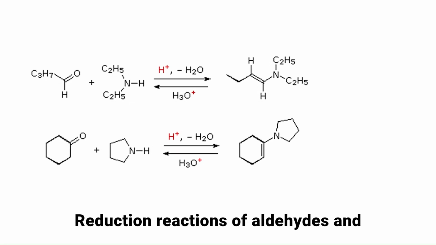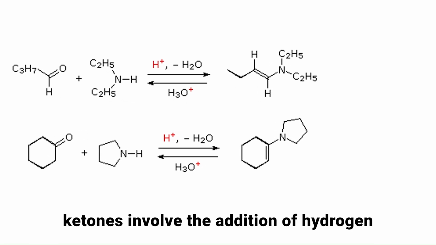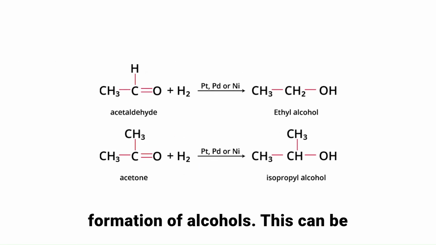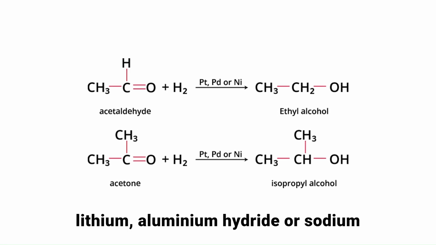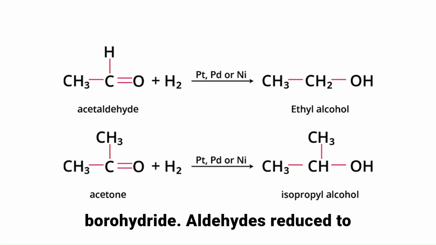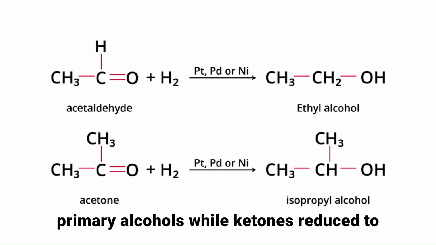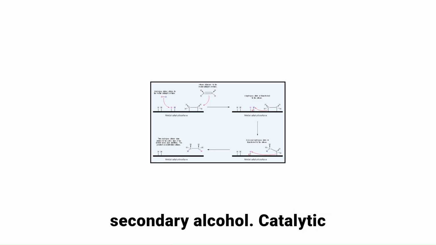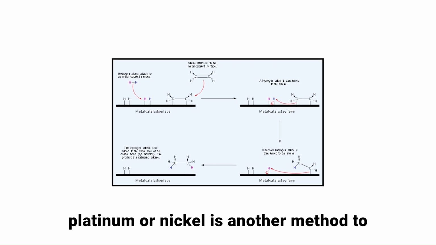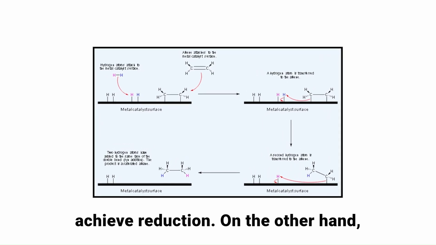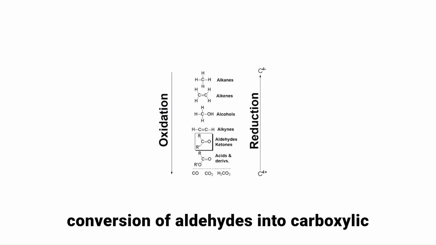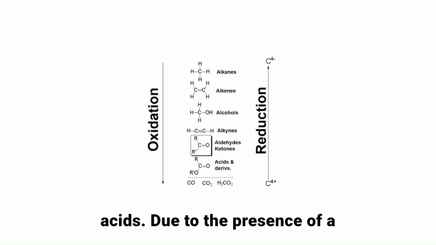Reduction reactions of aldehydes and ketones involve the addition of hydrogen to the carbonyl group, leading to the formation of alcohols. This can be achieved using reducing agents like lithium aluminum hydride or sodium borohydride. Aldehydes reduce to primary alcohols, while ketones reduce to secondary alcohols. Catalytic hydrogenation using hydrogen gas in the presence of a metal catalyst such as platinum or nickel is another method to achieve reduction.